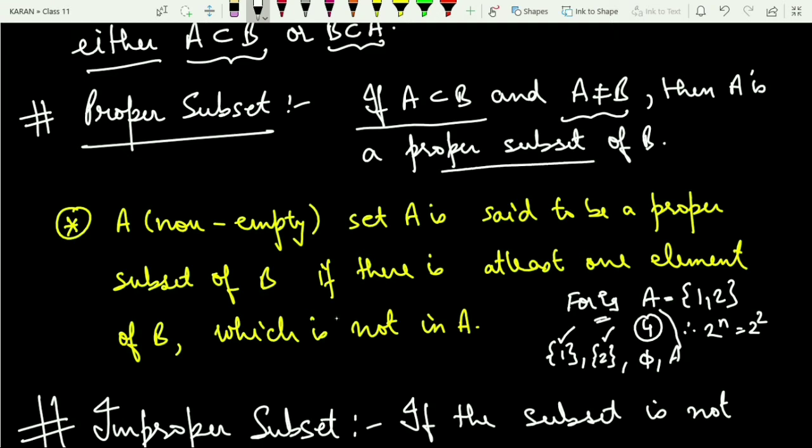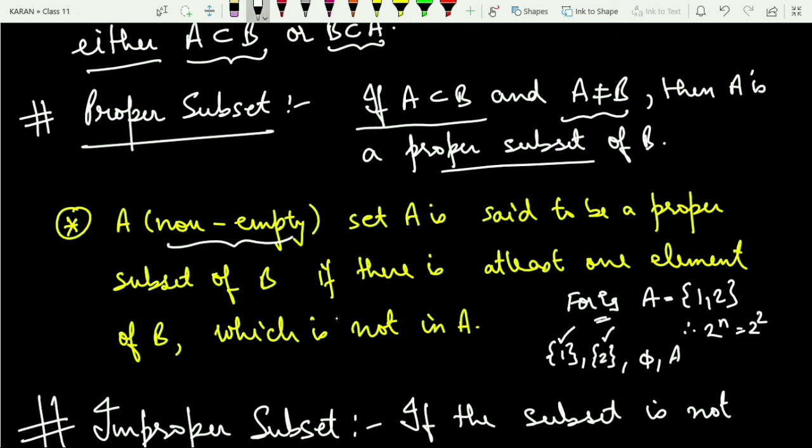So a non-empty set, and mind it should be non-empty. What about the empty set now? It will also not come into the case of proper subsets. Why? Because in the case of proper subsets, you have to consider only those sets which are non-empty. So if A is a non-empty set, it is said to be a proper subset of B if there is at least one element of B which is not in A. Fine with this?